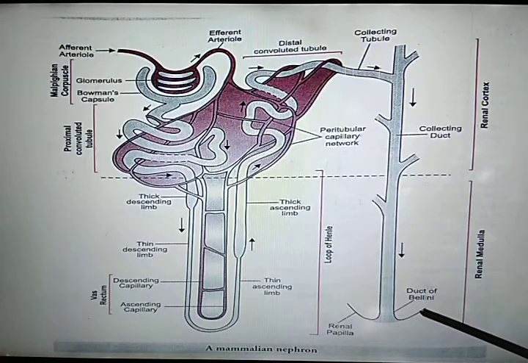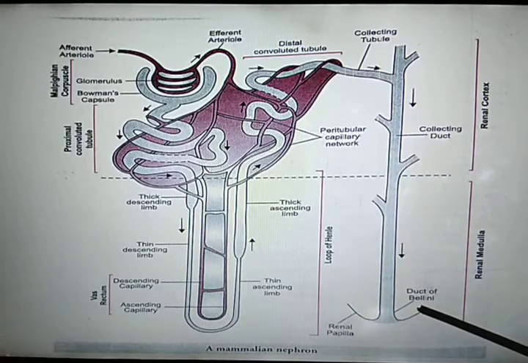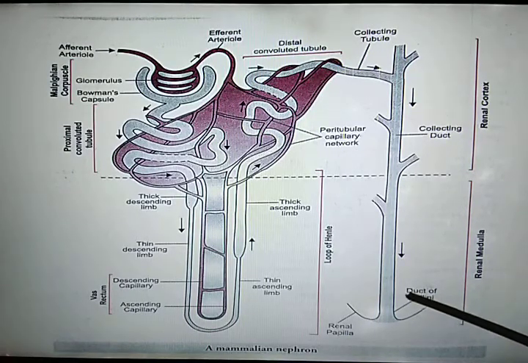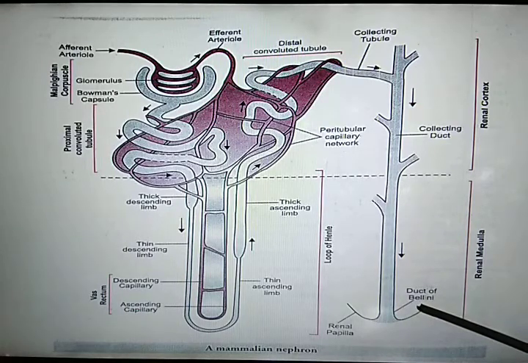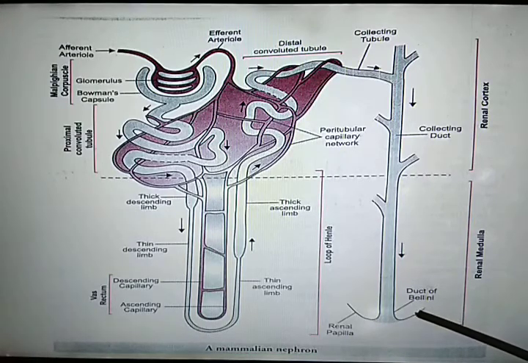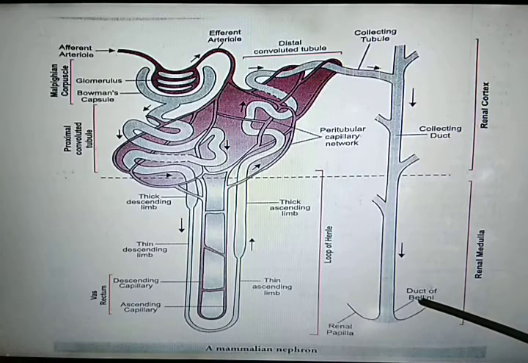These ducts of Bellini run through the renal medulla and they open into a calyx. First of all, the duct of Bellini will open into the minor calyx, then into the major calyx, and then they lead into the renal pelvis. And you know, the renal pelvis opens into the ureter.